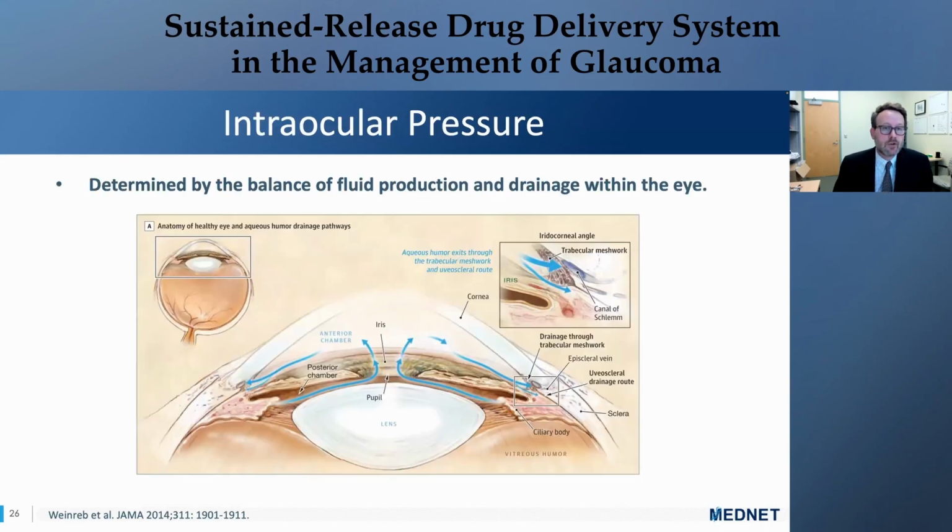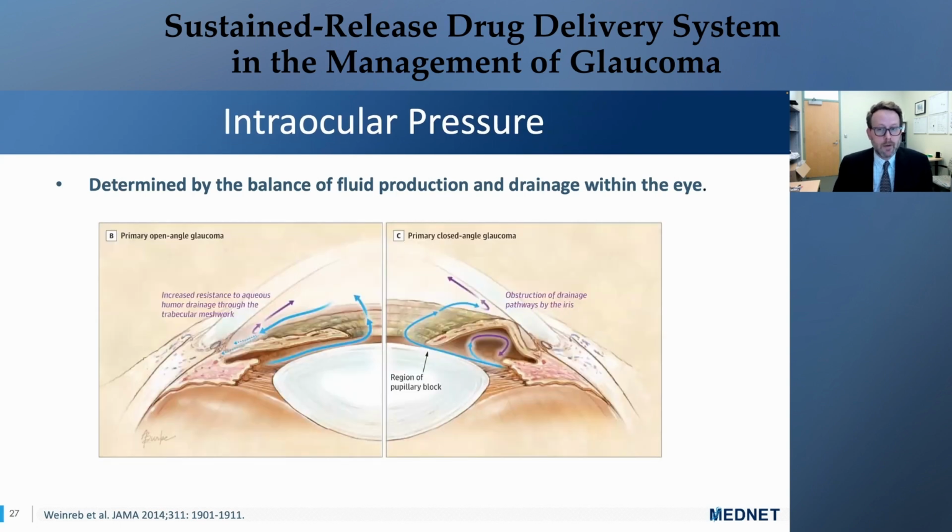Now, when we're talking about intraocular pressure, that's determined by the balance of fluid production and drainage within the eye. Fluid is produced in the ciliary body. It goes around the lens through the pupil and drains through the uveoscleral pathway and the trabecular meshwork. In angle closure patients, the drainage through the angle where the trabecular meshwork is located is inhibited either through formation of chronic scar tissue or through acute angle closure.